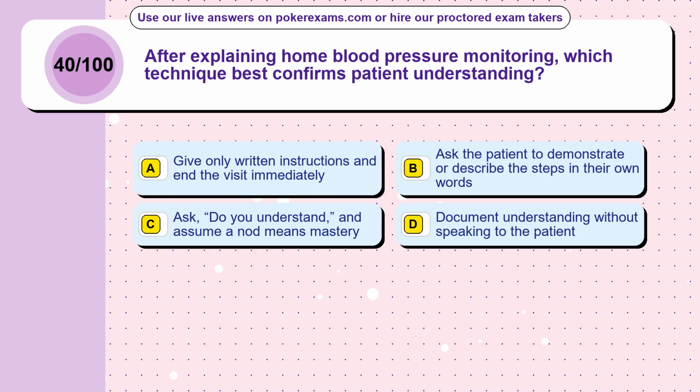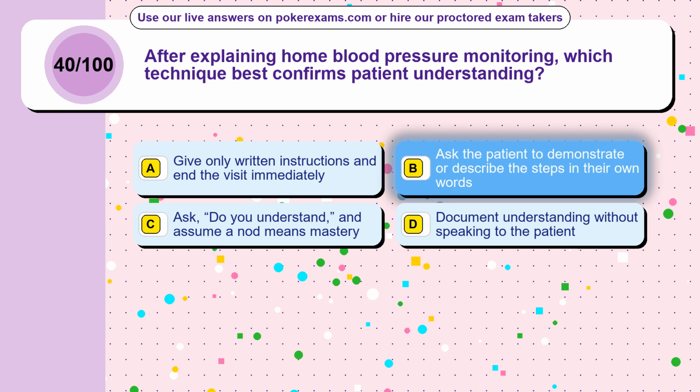Question 40. After explaining home blood pressure monitoring, which technique best confirms patient understanding? Option A. Give only written instructions and end the visit immediately. Option B. Ask the patient to demonstrate or describe the steps in their own words. Option C. Ask, "Do you understand?" and assume a nod means mastery. Option D. Document understanding without speaking to the patient. The correct answer is option B.